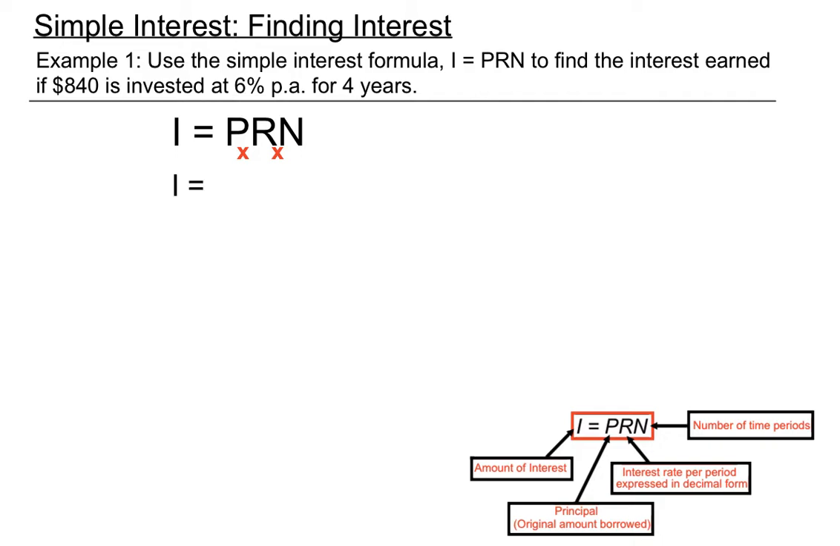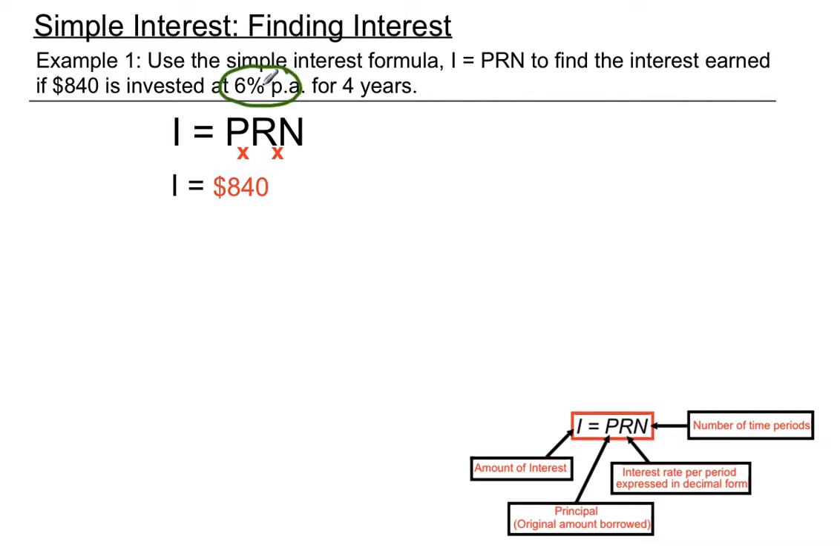Okay, so I, that's the thing we're trying to find out. Now we're going to substitute in all the numbers underneath here. P stands for the principal, which is the amount invested in this case. Can you see that the amount invested in the question is $840? So we'll put 840 underneath the P. Now R stands for the interest rate. So can you see an interest rate here, a certain percentage?